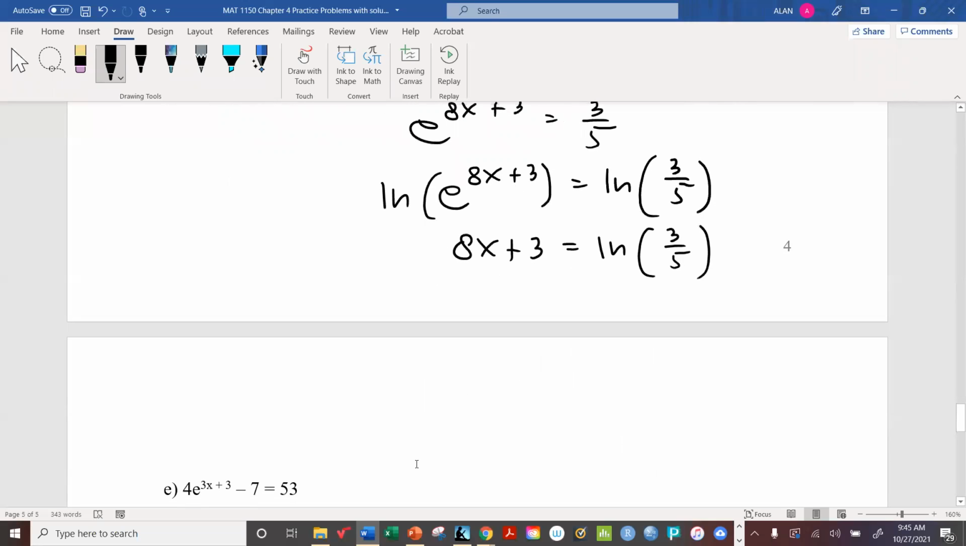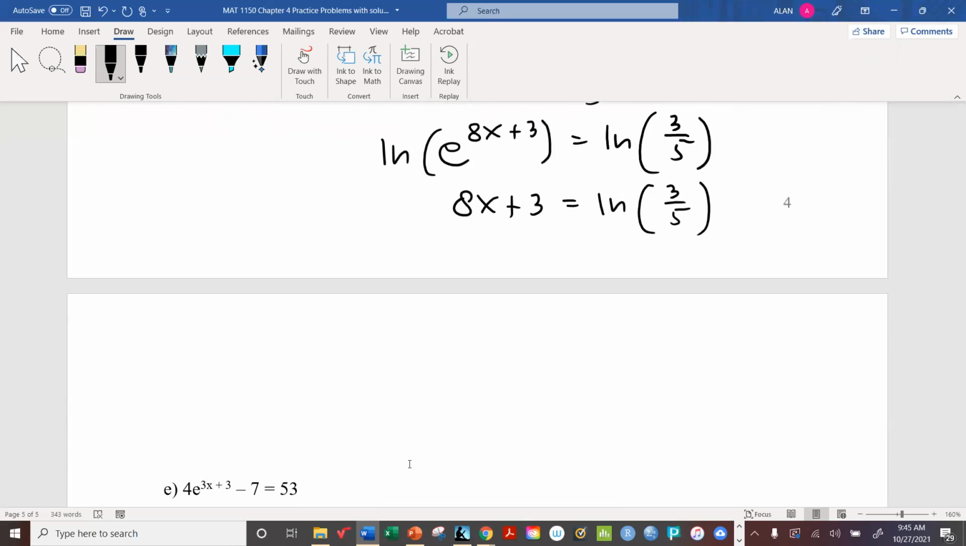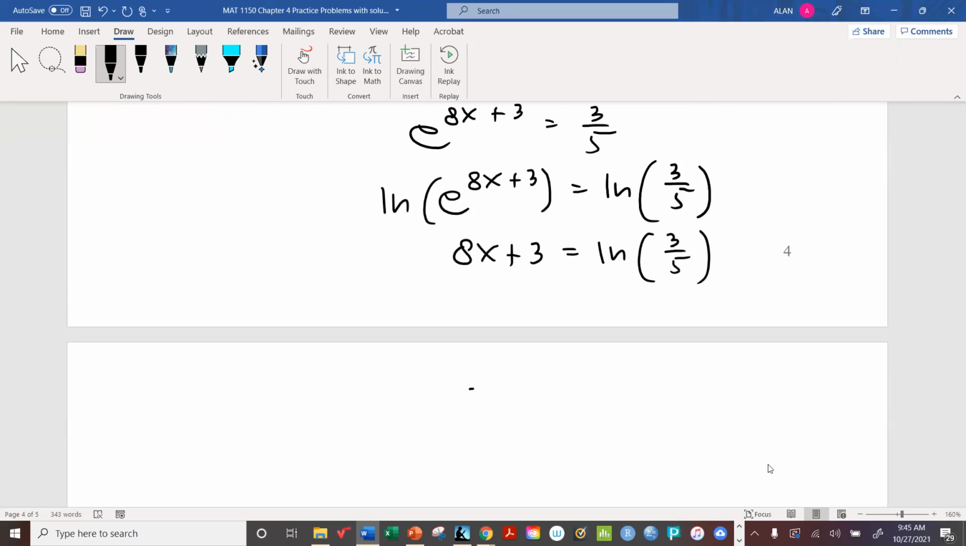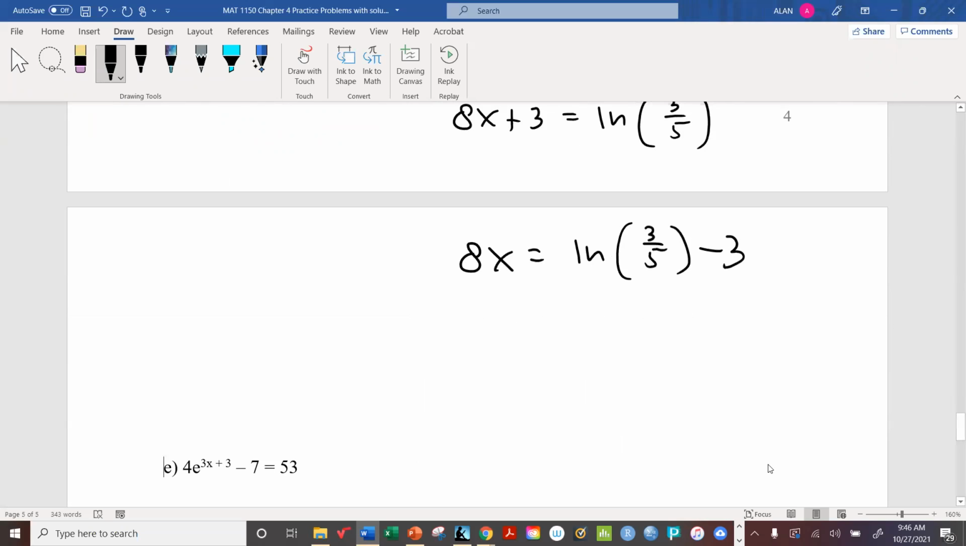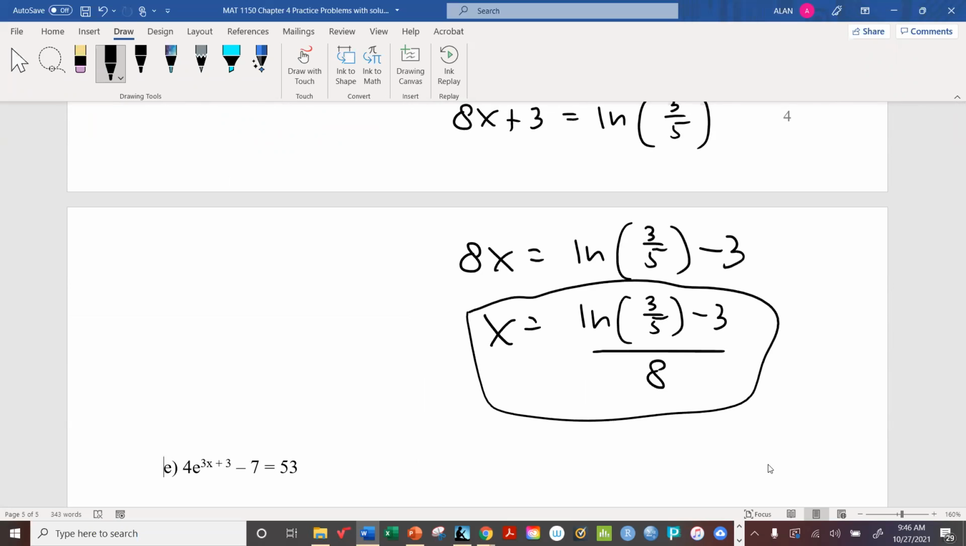Okay. And then I subtract the 3. And then finally, I just divide out by the 8. Oh, it was a mess, but it worked. That's the number. That's what matters.